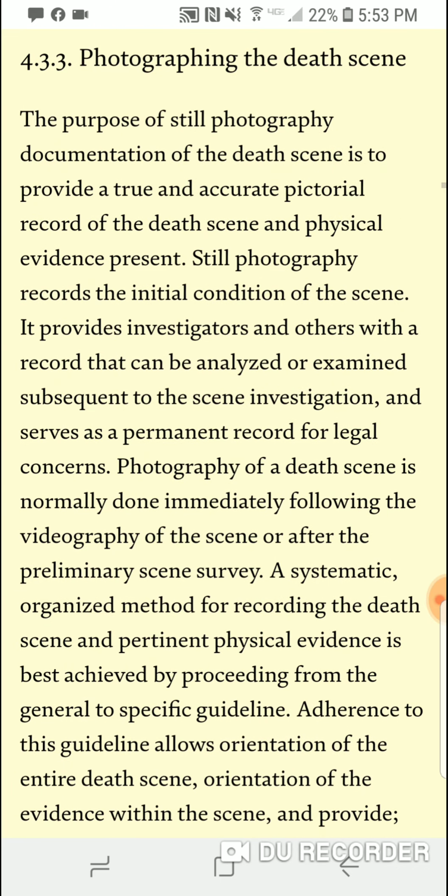Photographing the death scene. The purpose of still photography, documentation of the death scene, is to provide a true and accurate pictorial record of the death scene and physical evidence present. Still photography records the initial condition of the scene. It provides investigators and others with a record that can be analyzed and examined subsequent to the scene investigation and serves as a permanent record for legal concerns. It should be done immediately following the videography of the scene or after the preliminary scene survey.